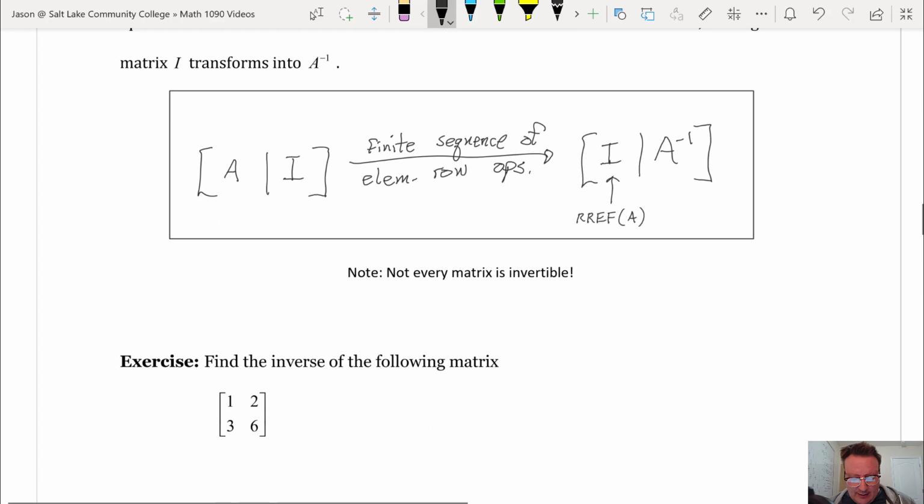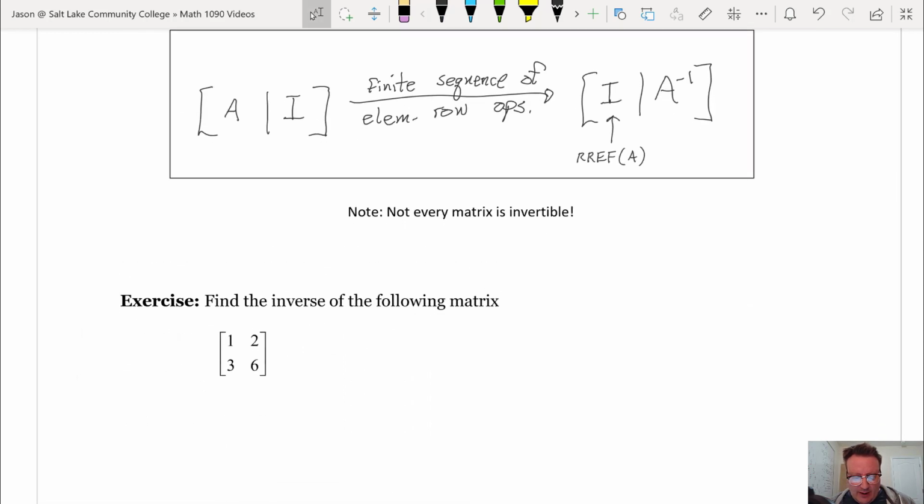So let's use this method to find the inverse of this matrix. Let's call this matrix A. This is the matrix 1, 2, 3, 6. So let's demonstrate this method. We start with the matrix 1, 2, 3, 6, and I augment with an identity matrix, a 2 by 2 identity matrix in this case, which has 1s down the main diagonal and 0s everywhere else. There we go. So that's I.